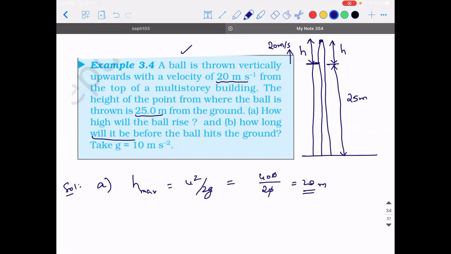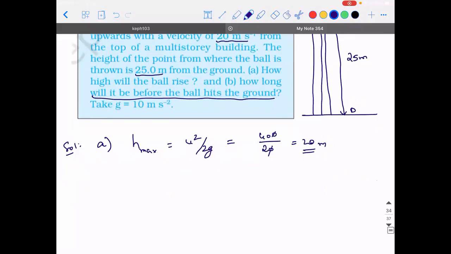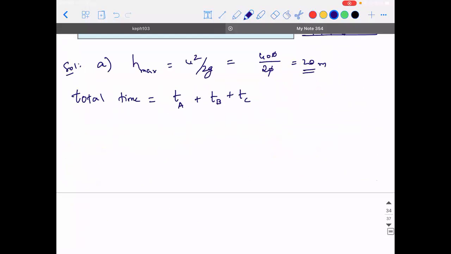Next is, how long will it take before the ball hits the ground? So there is a time taken by the particle to go from A to B, and it takes some time to go from B to C and then from C to D. The reason why I wrote B to C is because if I'm able to calculate the time from A to B, B to C will exactly be the same, because time of ascent is equal to time of descent. So total time is equal to time taken from A to B, B to C, and C to D.